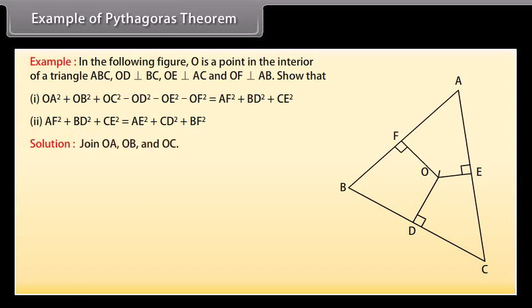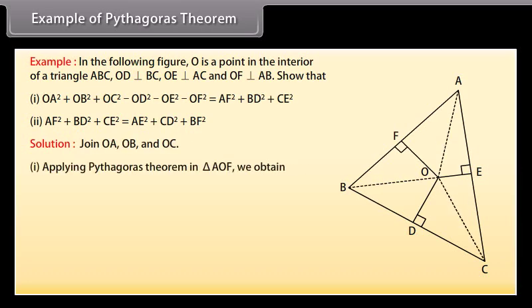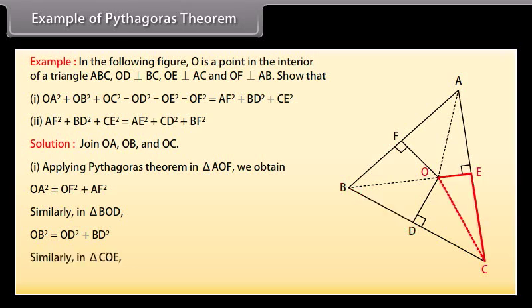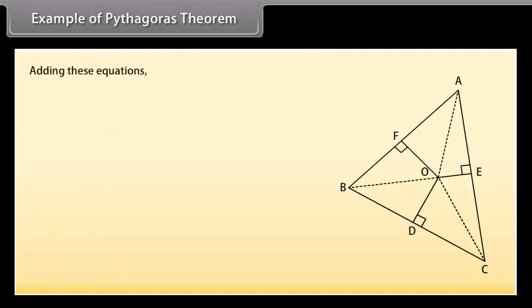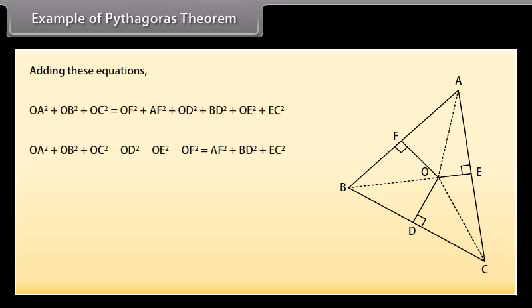Solution. Join OA, OB and OC. 1. Applying Pythagoras theorem in triangle AOF, we obtain OA square equals OF square plus AF square. Similarly, in triangle BOD, OB square equals OD square plus BD square. Similarly, in triangle COE, OC square equals OE square plus EC square. Now, by adding these equations, we get the first result.